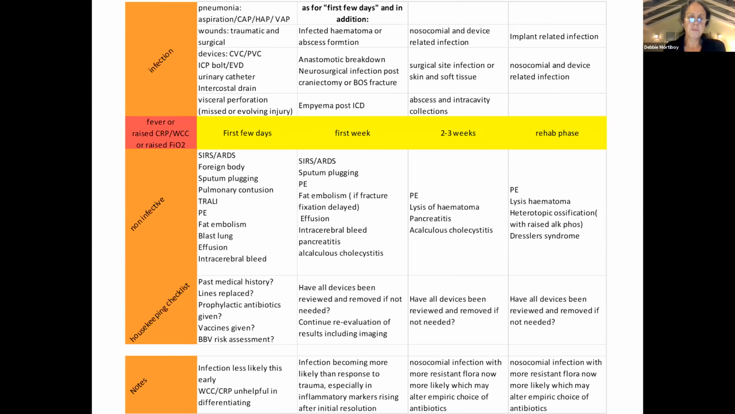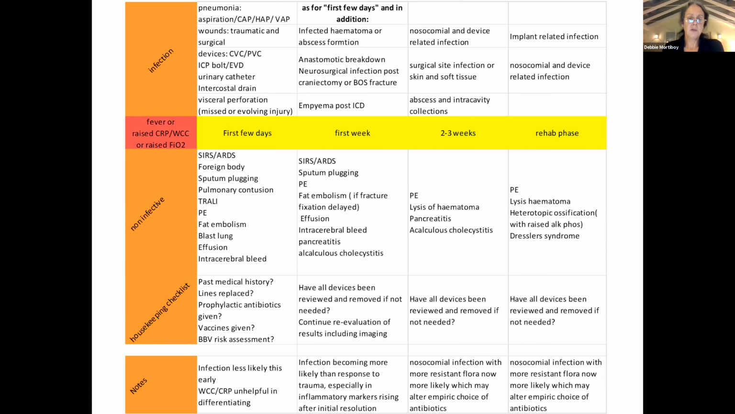But very early on, there's a lot of non-infective stuff, which is the inflammatory response. So there's SIRS, the ARDS, perhaps a bit early for ARDS. There's foreign bodies that might still be in there, which might be a nidus of infection. It might actually be a lump of infected material that's been implanted. Or just inflammatory. Sputum plugging, well, that's going to put your FiO2 up. A pulmonary contusion, bruised lung isn't going to exchange oxygen as well. Transfusion-related acute lung injury will compromise your respiratory function, and then pulmonary embolism and fat embolism. If you've been blown up, you might have blast lung, or you might have a large effusion that's compromising lung expansion. An intracerebral bleed will be inflammatory.